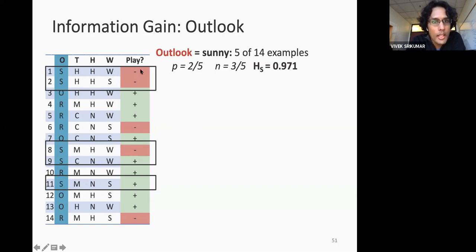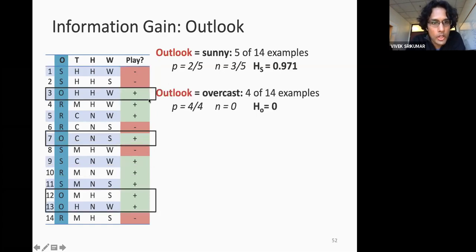Out of these five, there are two of them that are positive. So it's this one here and this one here, and three of them are negative. So P, the fraction of positive examples, is 2/5, and the fraction of negative examples is 3/5. So we can compute the entropy of these five examples alone, and it comes out to 0.97.